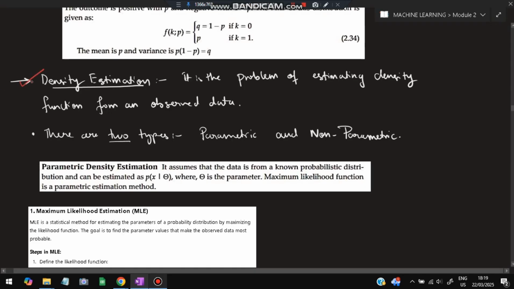Next we have density estimation. Density estimation is the problem of estimating the density function from observed data. I have given you tabular data. Here rows and columns are there and values are present. Now based on these values you have to calculate what the density is. Density means which kind of values are more closely packed.